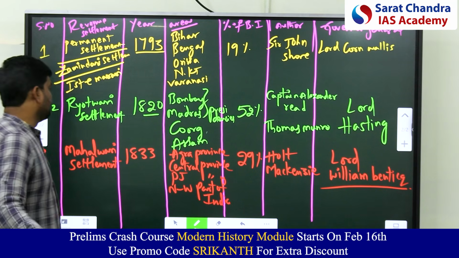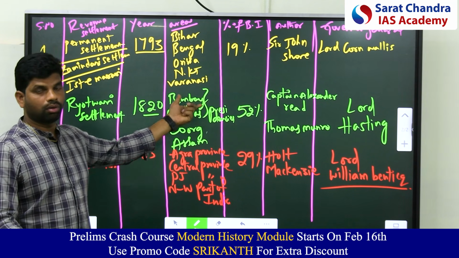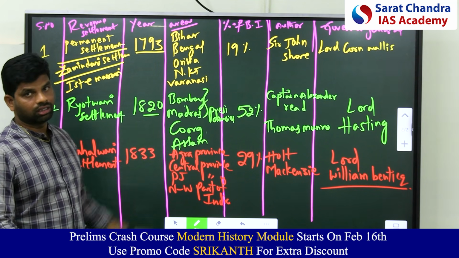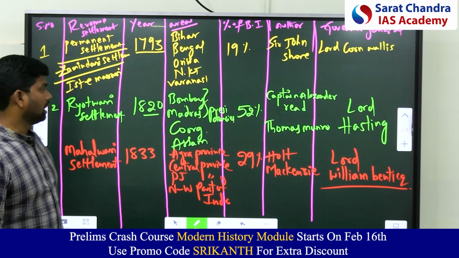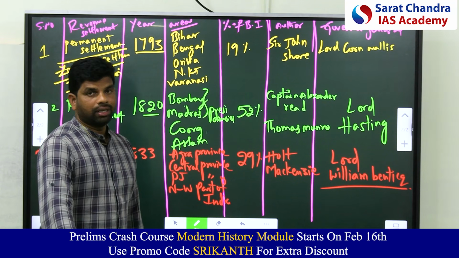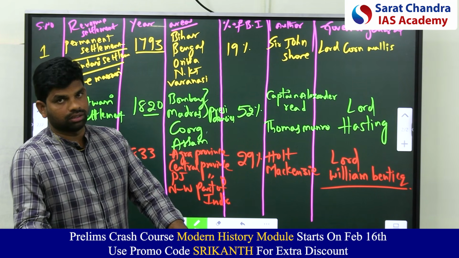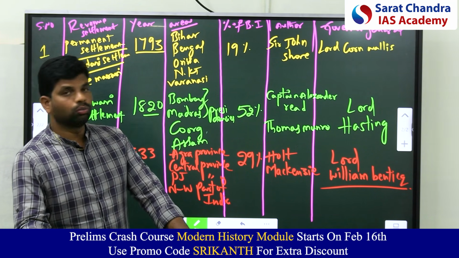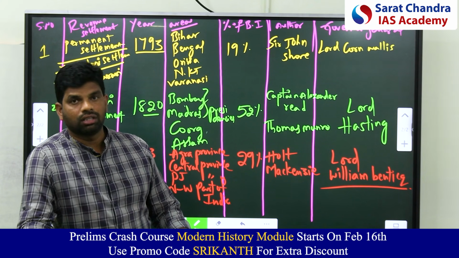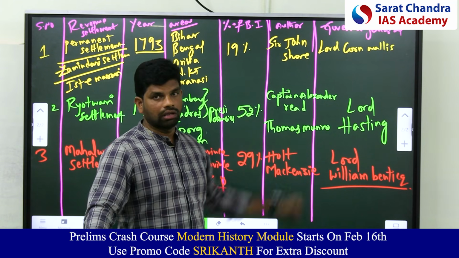The next revenue settlement is the Ryotwari Settlement, introduced in the year 1820 in the areas of Bombay Presidency, Madras Presidency, the Coorg region of Karnataka and the Assam region of Northeast India. It covers the largest area, 52% of British India. Captain Alexander Read is the first person who implemented this policy on an experimental basis. But in a major way, Thomas Munro took up this initiative in the Madras province when he was working as Madras governor. And during this time, the Governor General was Lord Hastings.